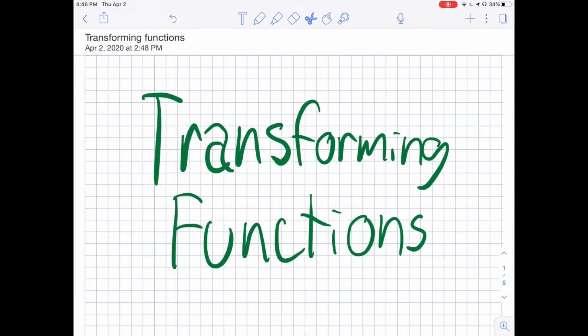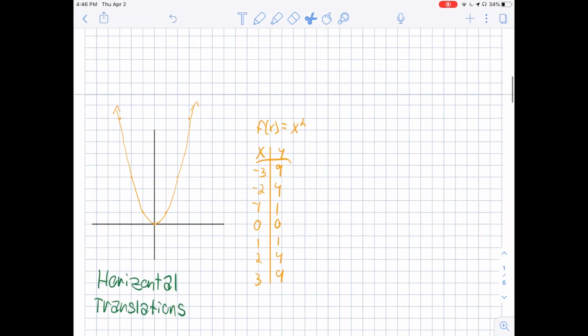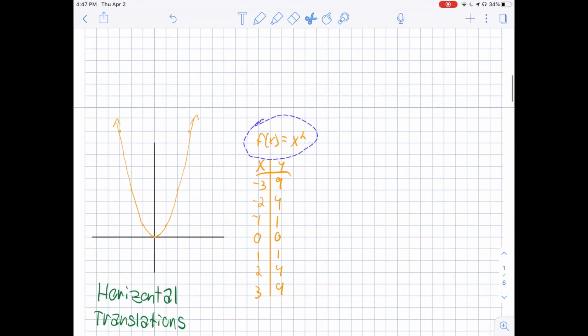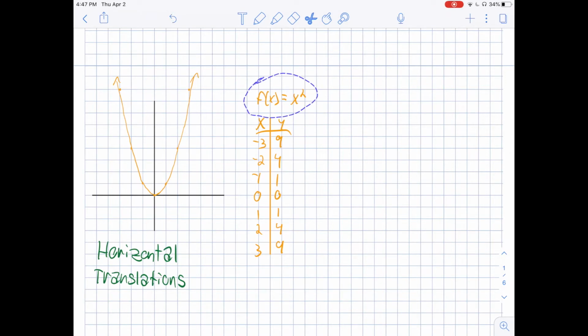Today we will be looking at transforming functions. So the function we're going to use for today's lesson is going to be x squared, a quadratic function. But these rules for transforming functions will apply to just any function that you're going to use ever. So the first thing we're going to look at is horizontal translations.